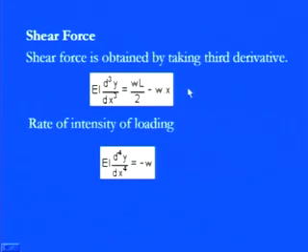The shear force is simply obtained, as we discussed, as EI into d cube y by dx cube, which gives you F, equal to WL by 2 minus Wx. Now dF by dx will give you the rate of loading, as we discussed. So the rate of intensity of loading is nothing but EI into d4y by dx4, which is equal to minus w. With that one can easily obtain those conditions which are valid for a simply supported beam with the UDL.